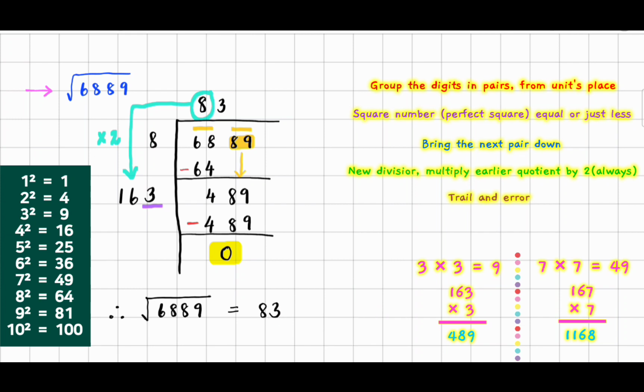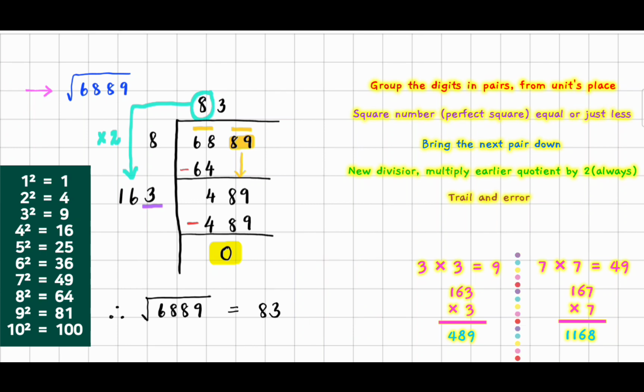Okay, because it's a bit lengthy, it's better to check whether our answer is correct or not. But how? Well, one way is to multiply the answer with itself and see if we get the original number. Like 83 times 83 is 6889.